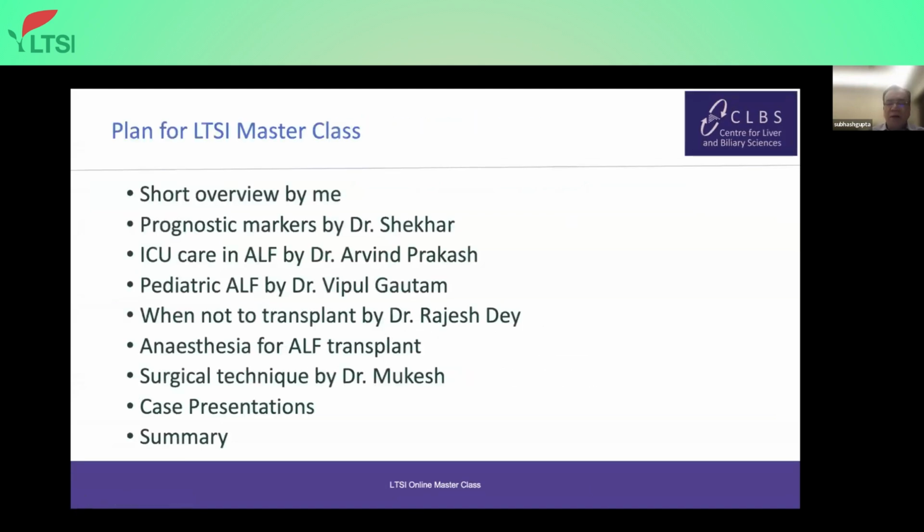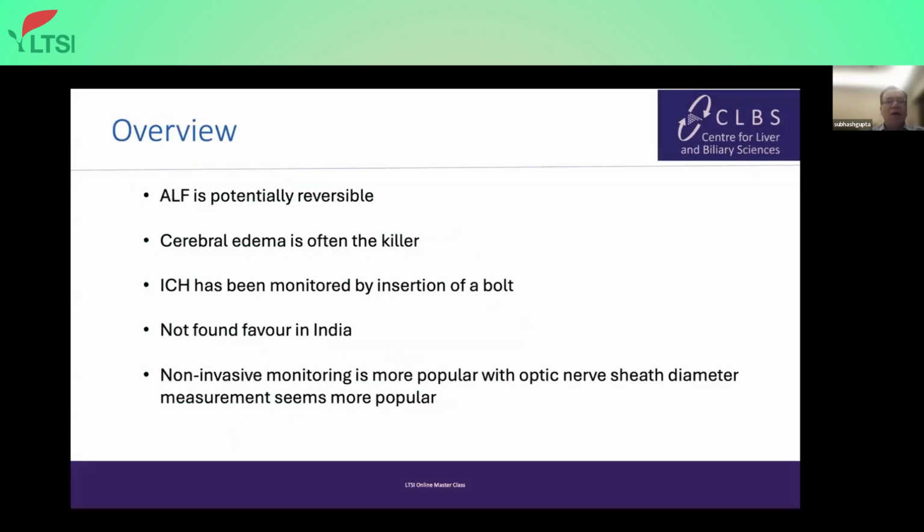So the plan for the masterclass is this short overview by me. Then there'll be prognostic markers by Dr. Shekhar, who's a hepatologist, ICU care by our HOD, Dr. Arvind, pediatric acute liver failure by Vipul, and when not to transplant by Dr. Day, anesthesia for ALF transplant, a little bit on surgical technique. Then we have case presentations. We're going to be very interactive. And in the end, hopefully, Saigal will give a summary of what was discussed the whole evening.